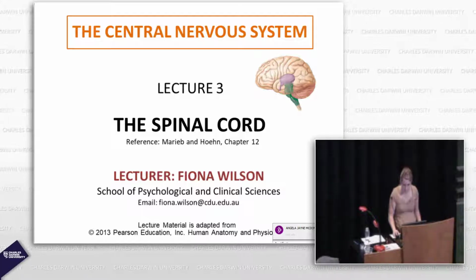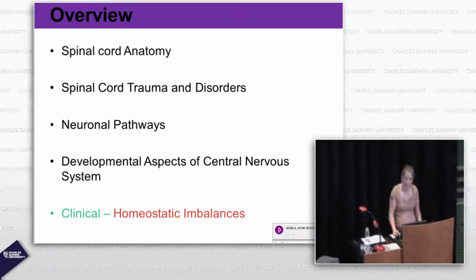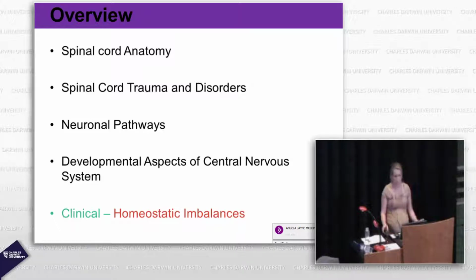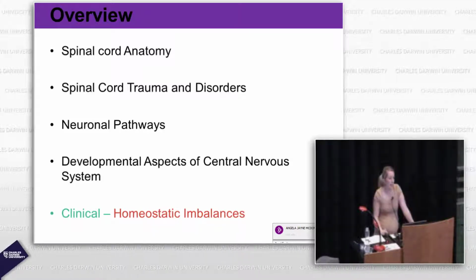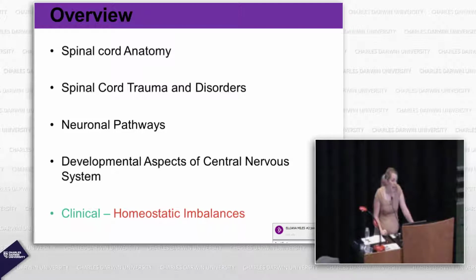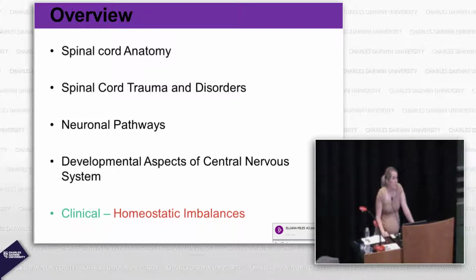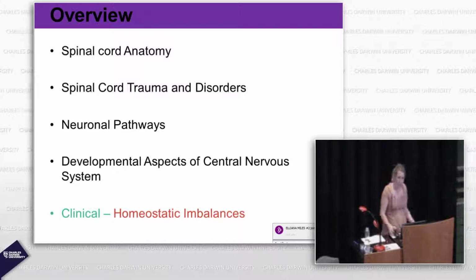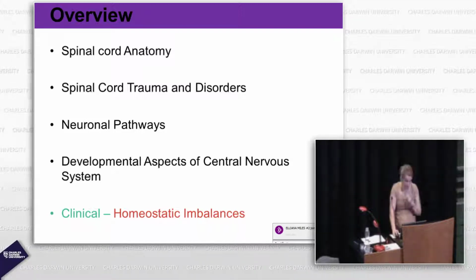So a bit of an overview of what we'll be talking about today is, first we're going to have a look at the spinal cord anatomy. We'll start with the gross anatomy, and then we'll be looking a bit closer at the spinal cord. We'll have a brief look at some of the spinal cord trauma and disorders before moving on to neuronal pathways and developmental aspects of the central nervous system.